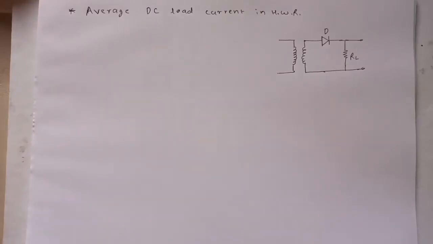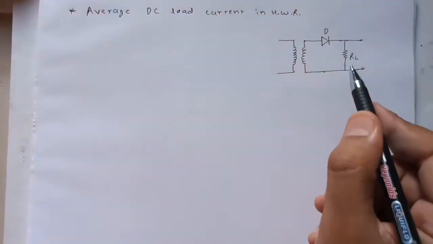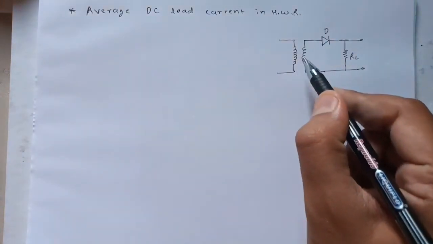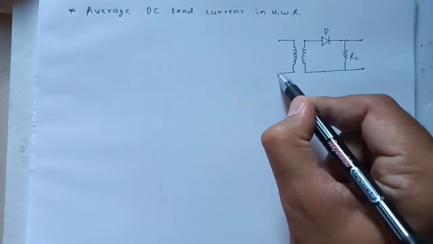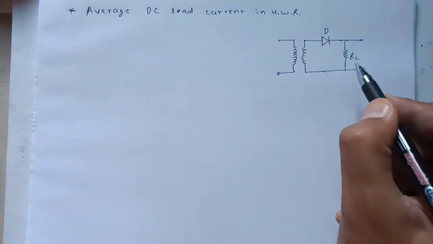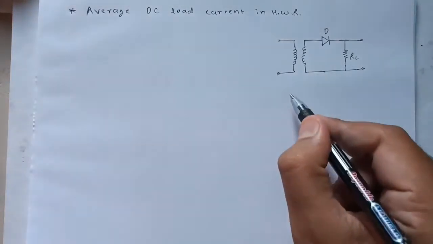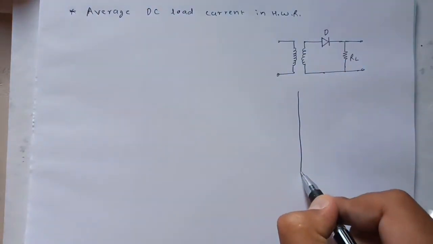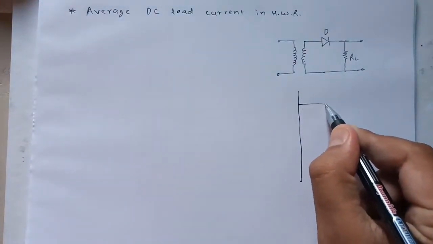Hello everyone, we are interested to derive the equation for the average DC current which flows through the load resistance RL in case of the half-wave rectifier circuit. Here you can see the circuit which is called the half-wave rectifier circuit. It consists of one diode and a resistor connected, and we know the theory. If not known, I will just revise it very briefly.